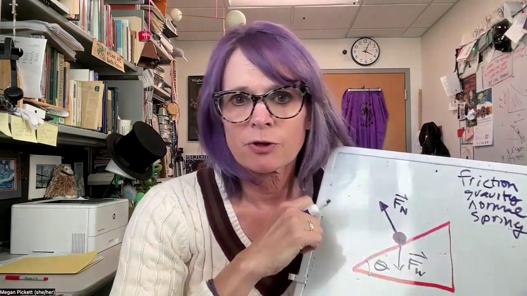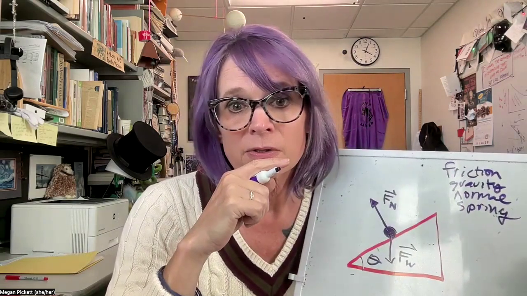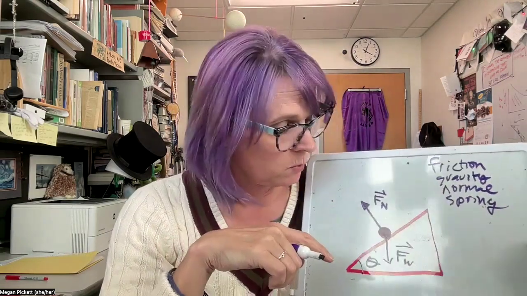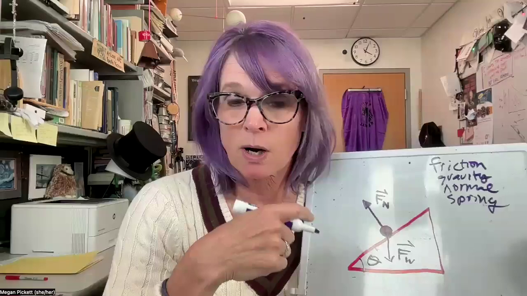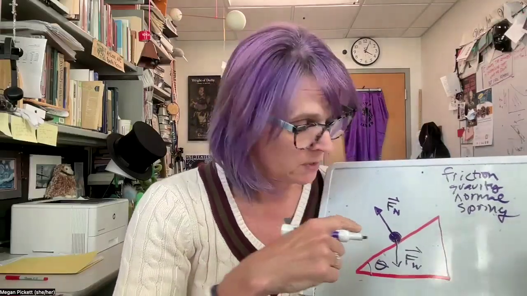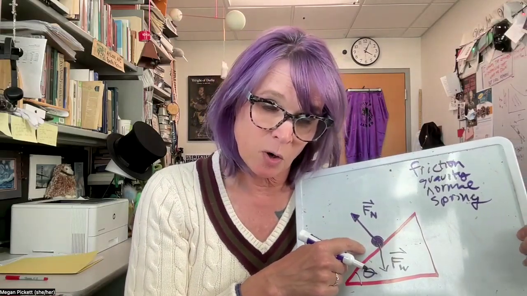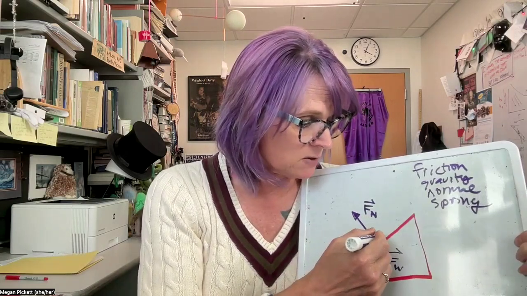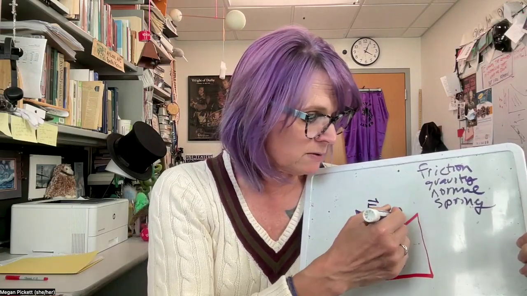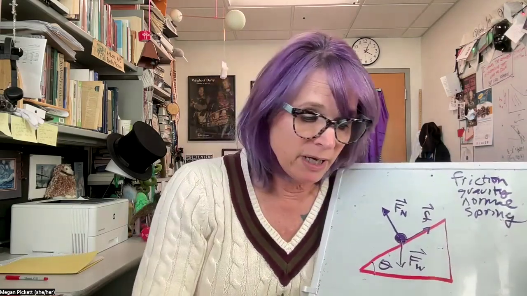Now, the question about friction is an interesting one because it depends on the problem. If the problem is asking what's the frictional force that's required to hold this block in place so it doesn't fall down, well, you imagine the block starts moving down a little bit. Friction always opposes motion. So in that case, friction would point up the ramp.